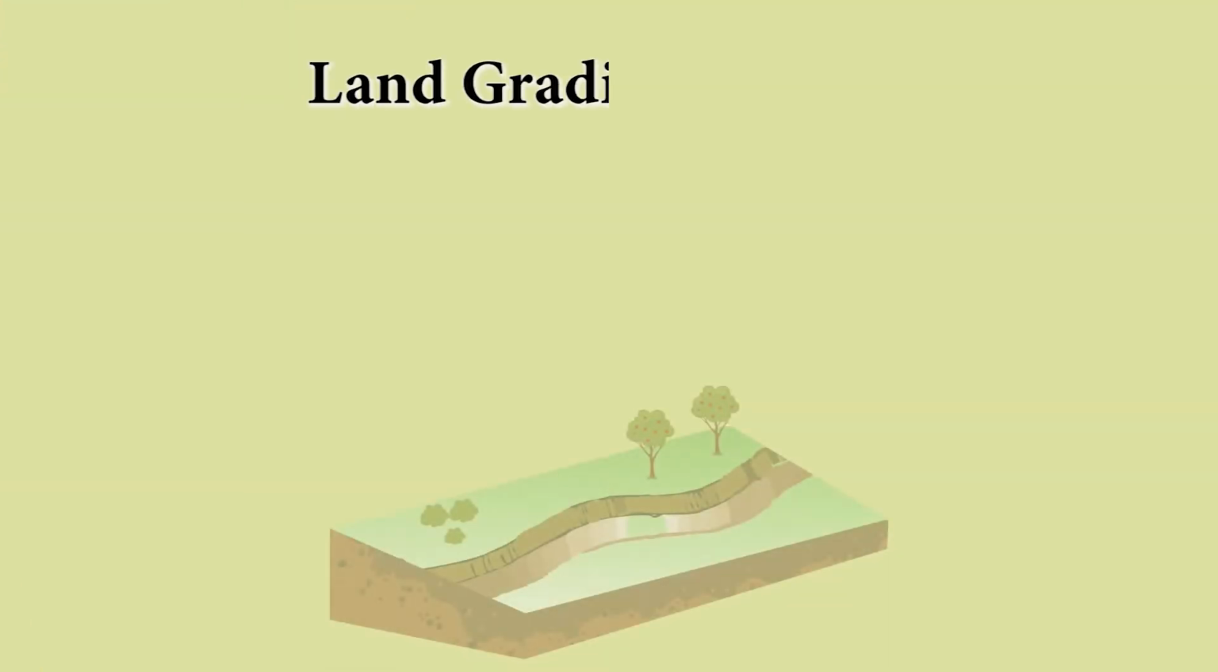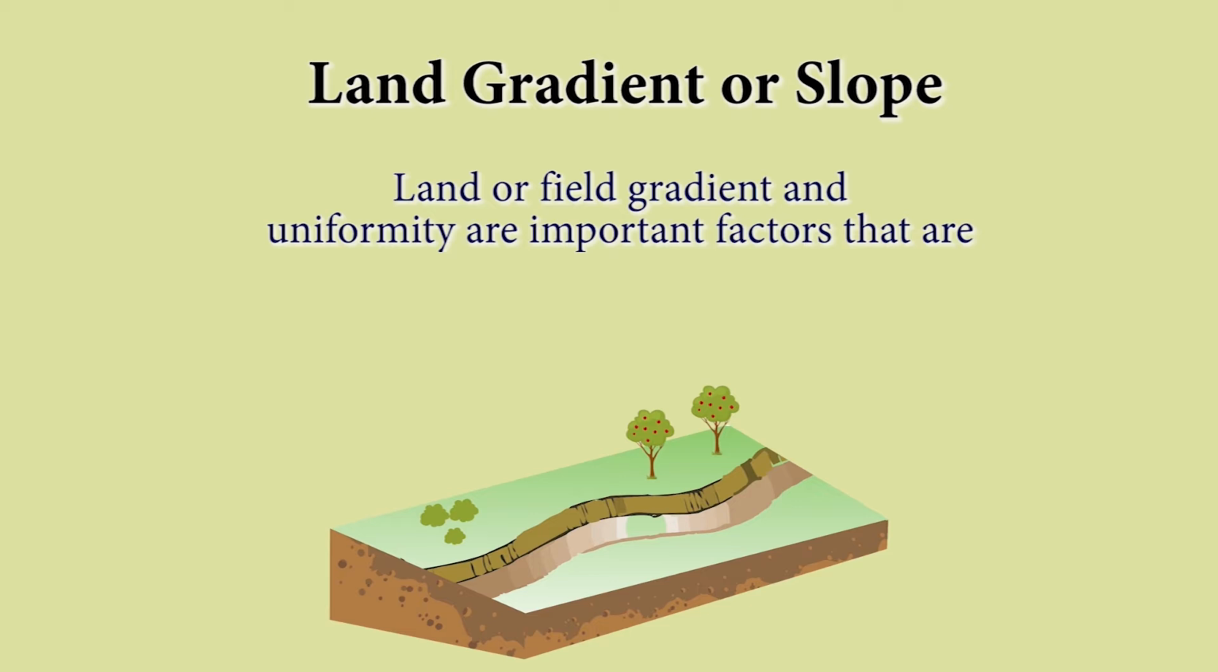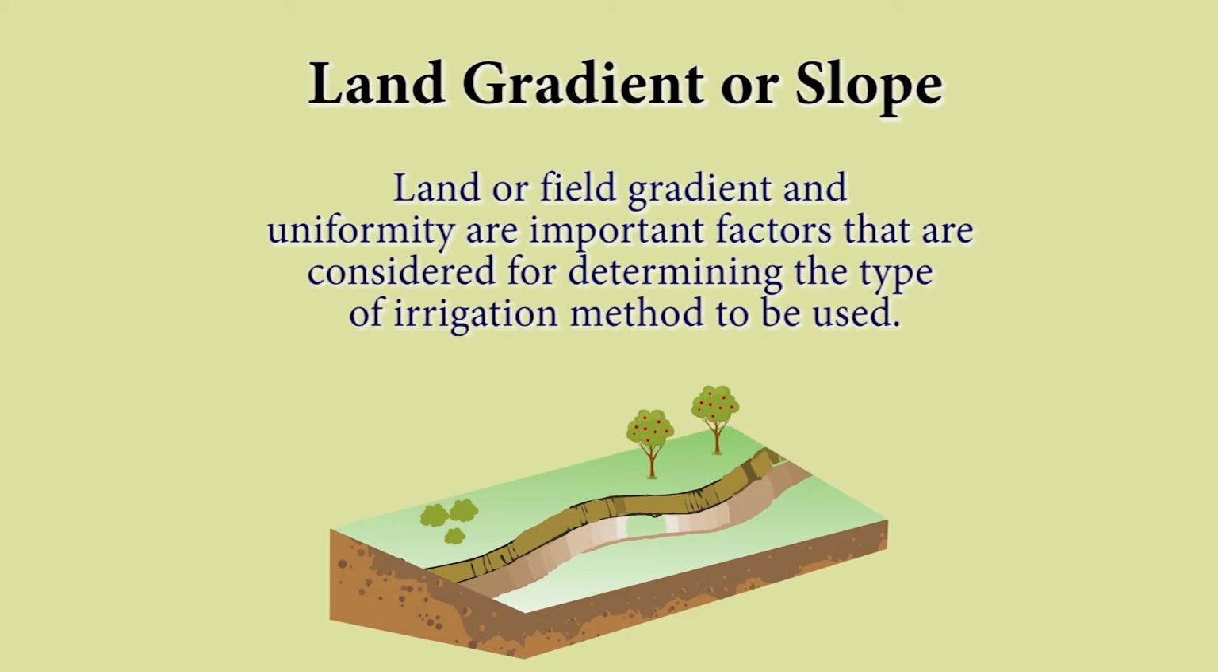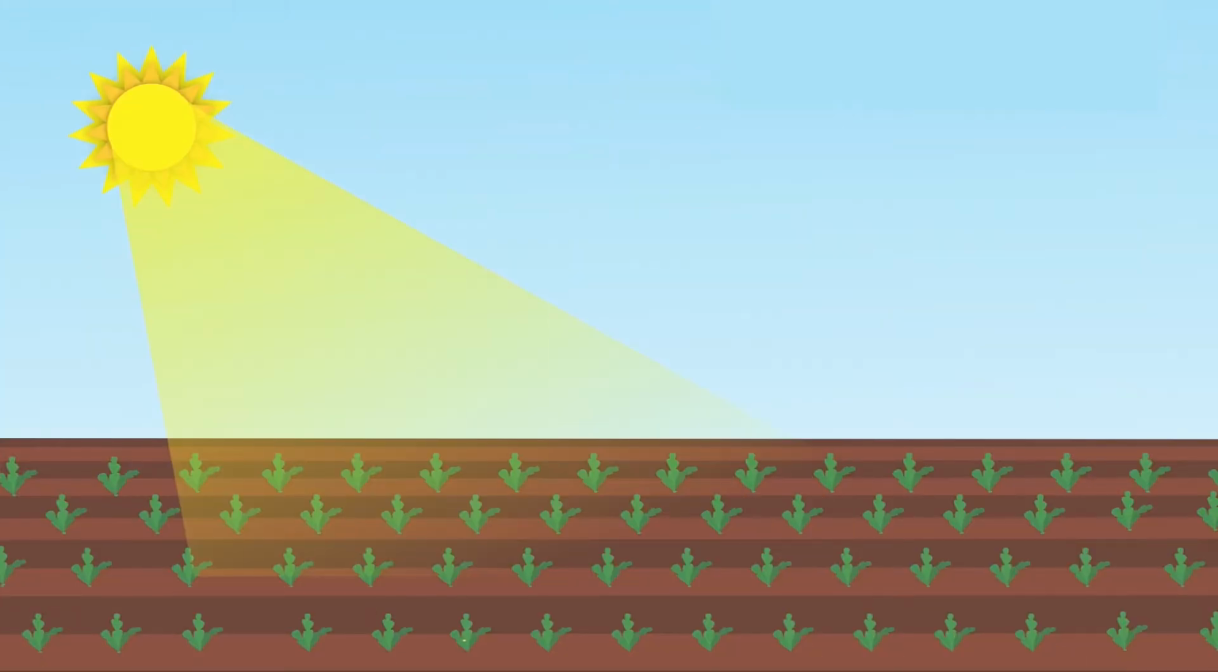Now let us see the second factor, that is land gradient or slope. Land or field gradient and uniformity are important factors to be considered for determining the type of irrigation method to be used. What is gradient? Gradient refers to the slope of the land. Sprinkler or drip irrigation is preferred to surface irrigation on steeper or uneven sloping lands, as they require little or no leveling.